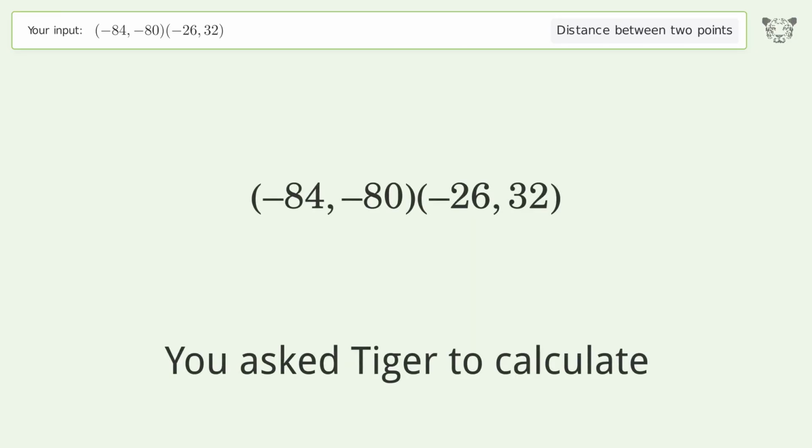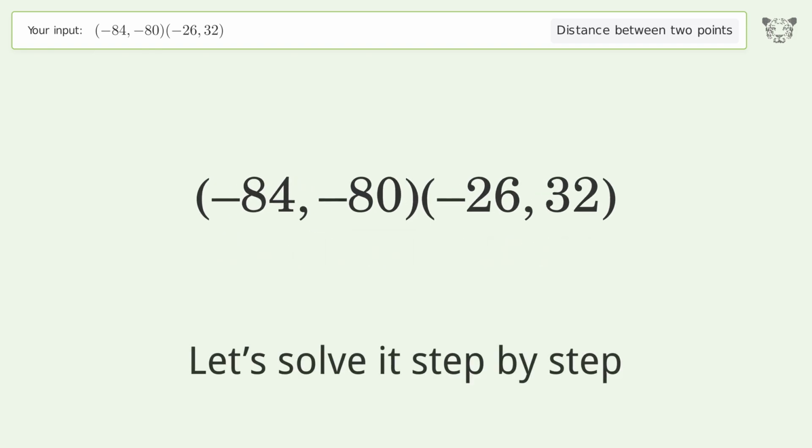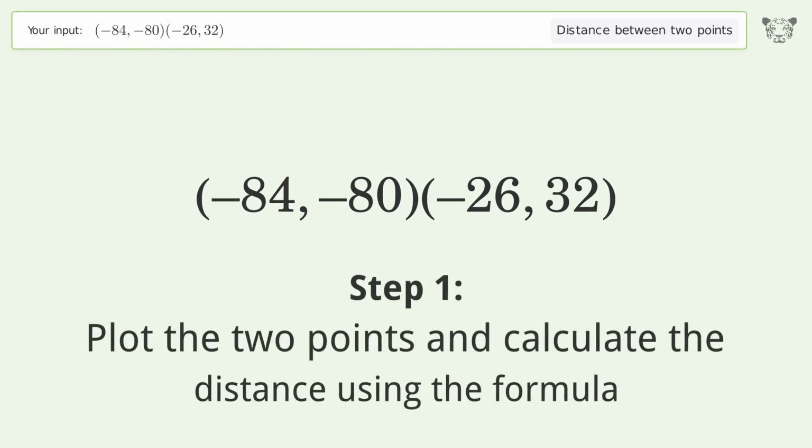You ask Tiger to calculate the distance between 2 points. The distance between the 2 points is the square root of 15,908, or 126.127. Let's solve it step by step. Plot the 2 points and calculate the distance using the formula.